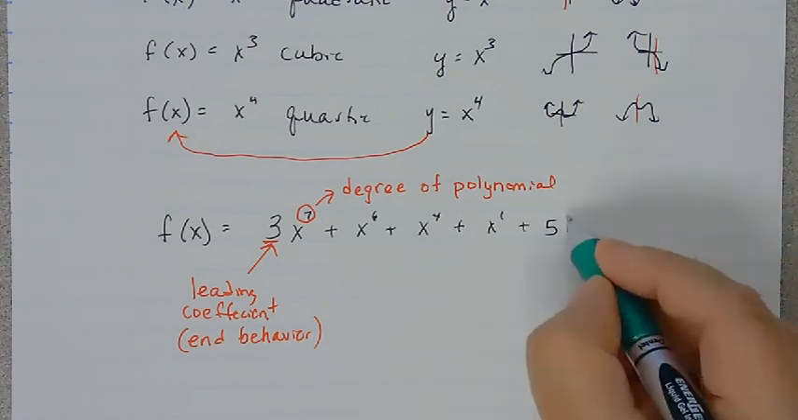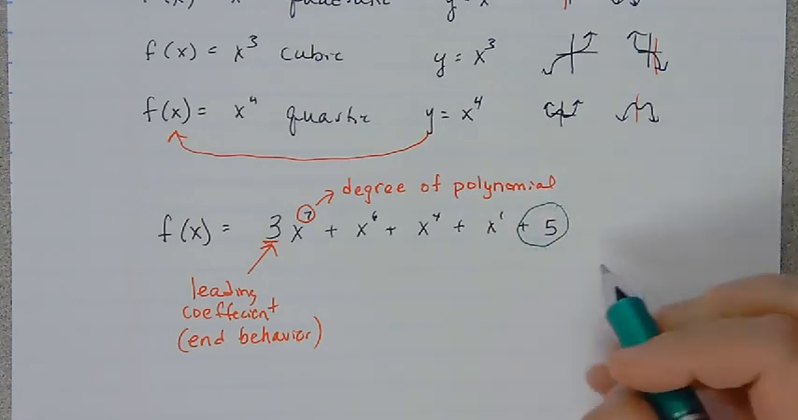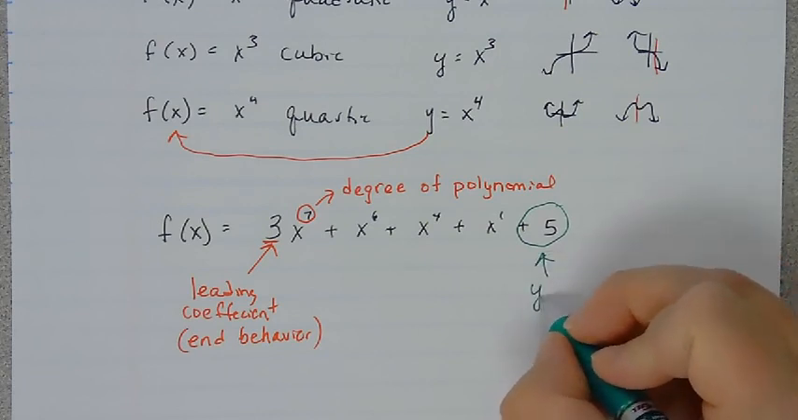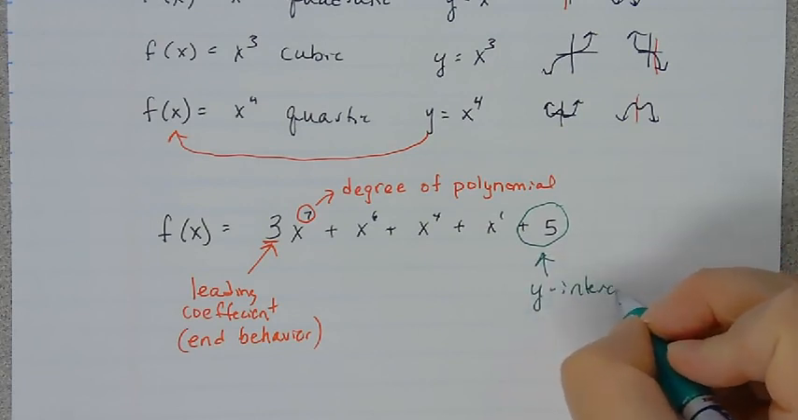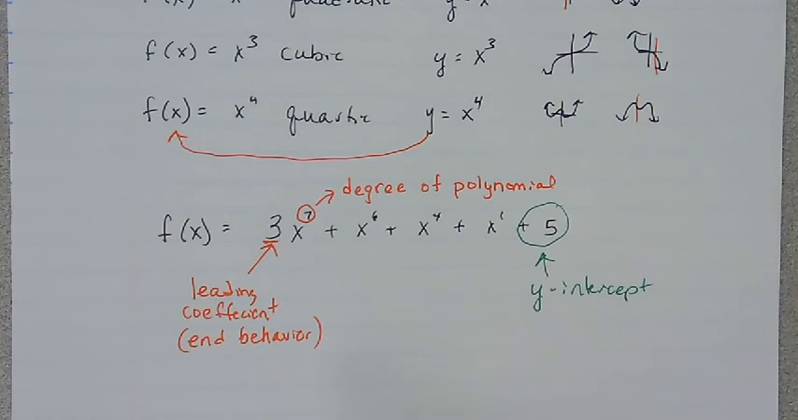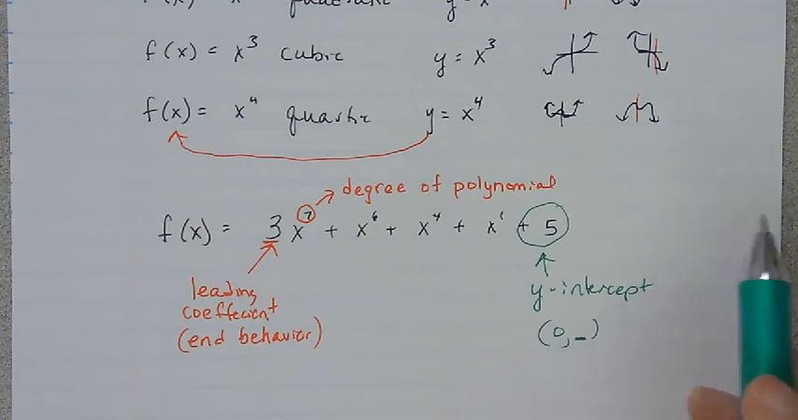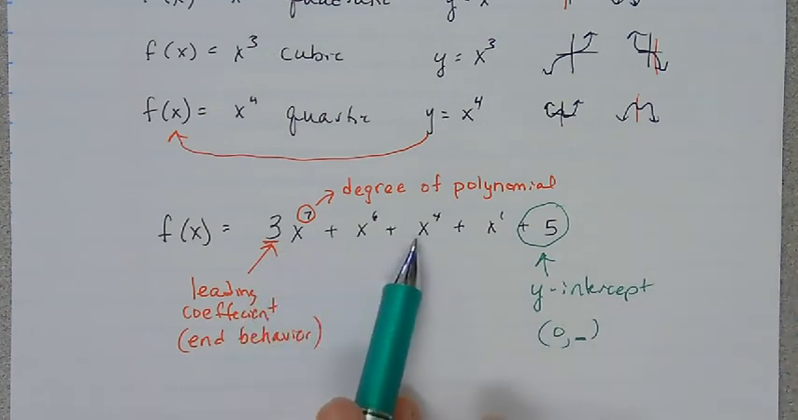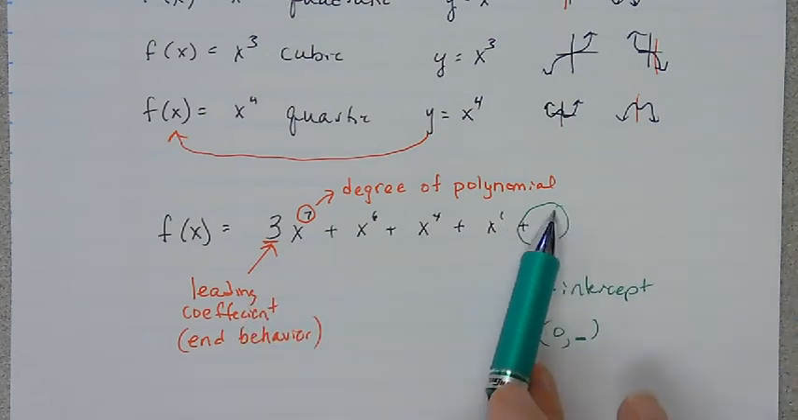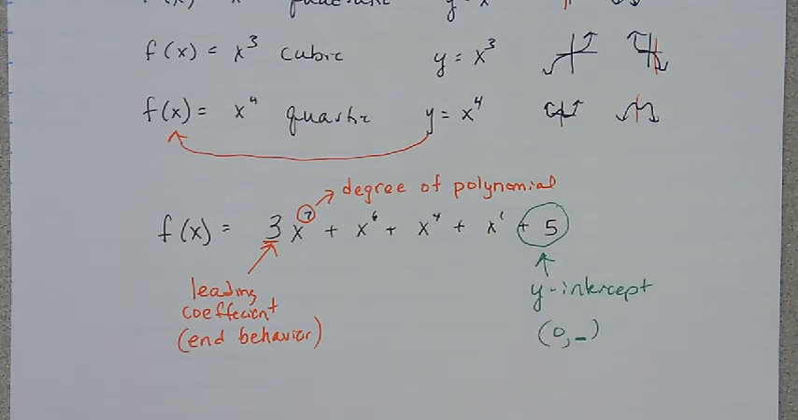Just like a quadratic and just like a linear, this last number is going to tell us our y-intercept. And the reason that does that is because if I put 0 in for x, the number I get for y is the y-intercept. So if I put 0 in for all of these x's, all I'm left with is this number. So that's why it becomes the y-intercept.